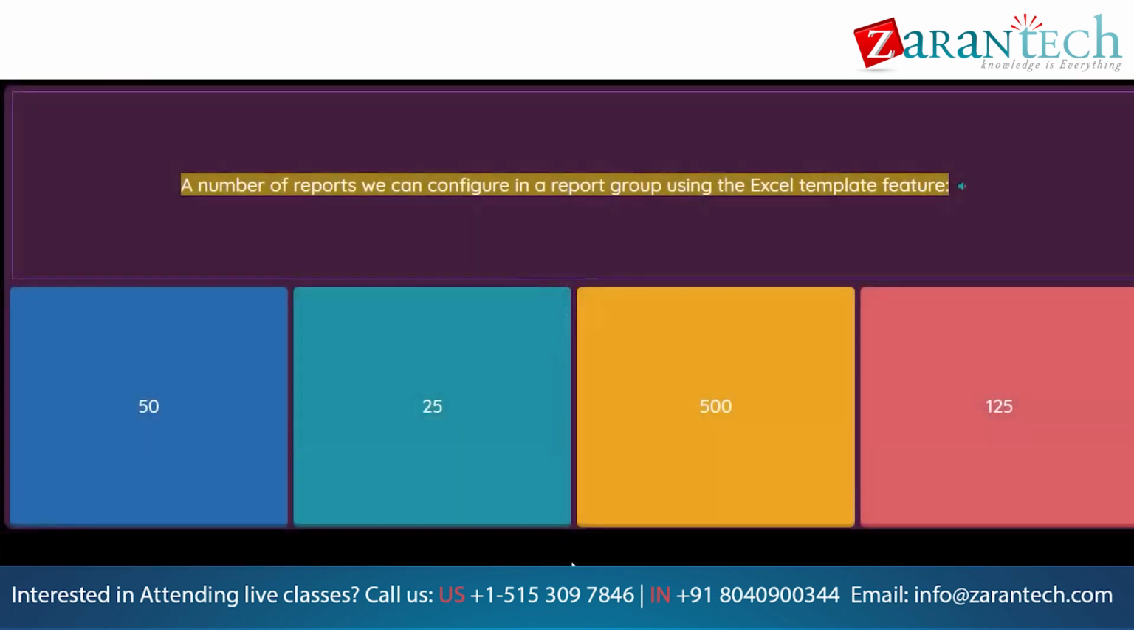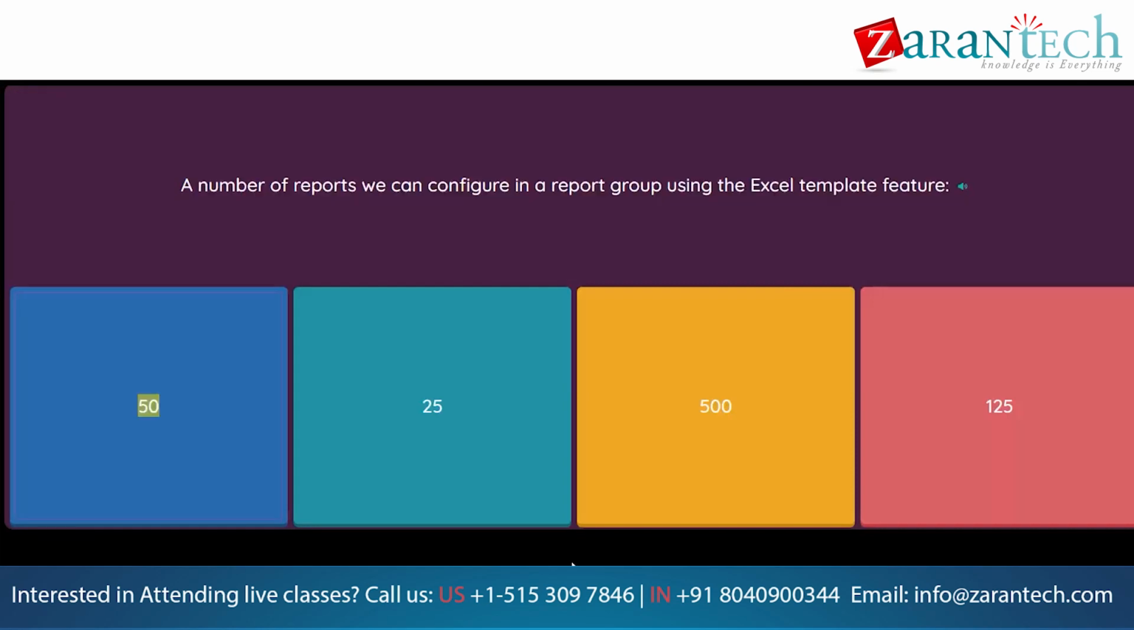Question, a number of reports we can configure in a report group using the Excel template feature. Option 1, 50. Option 2, 25. Option 3, 500. Option 4, 125.